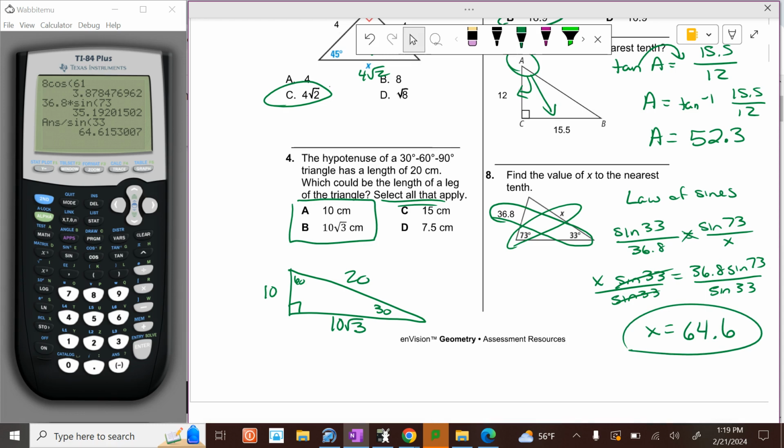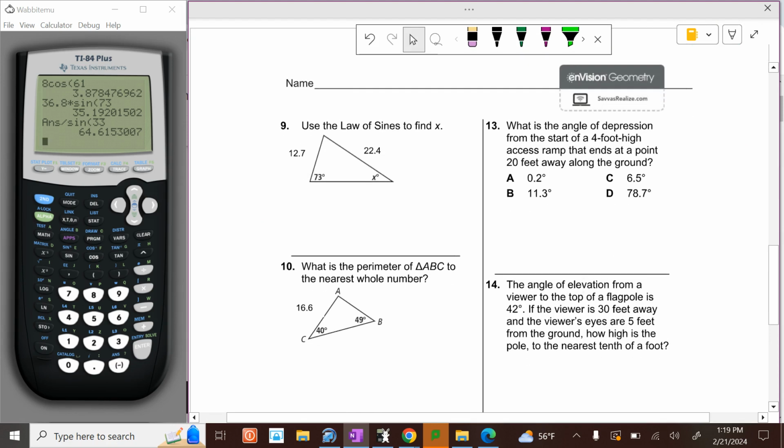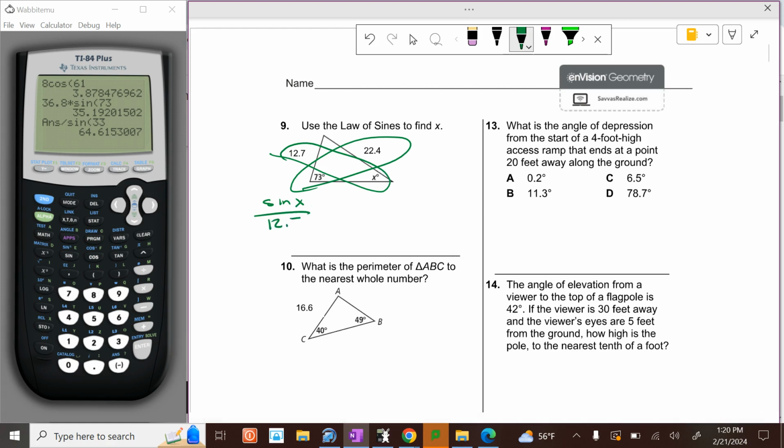That's good. Okay, first half of the test is done. Second half. It's again law of sines. Again, we have opposites. So the sine of our angle over its opposite side equals the sine of our angle over its opposite side. So we cross multiply. 22.4 sine of x equals 12.7 sine of 73. And then divide by 22.4.